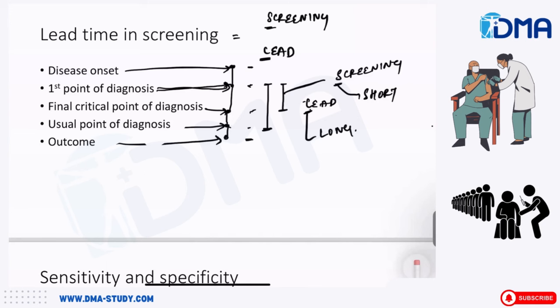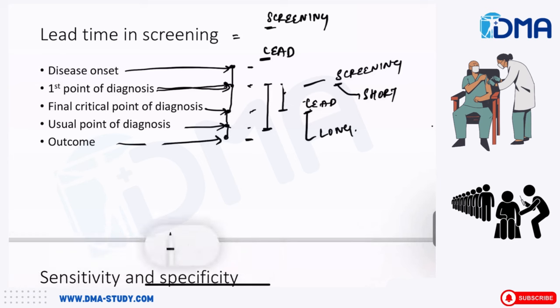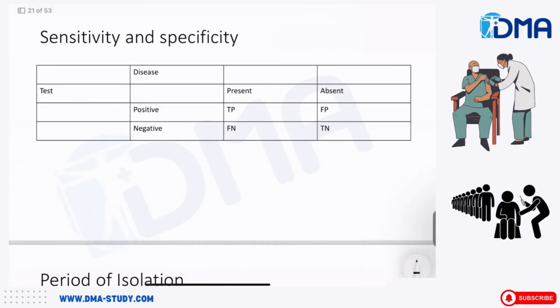While the lead time is long, so it is between first point of diagnosis to the usual point. While in screening time, it is first point of diagnosis to the final crucial point of diagnosis. So you have to remember these two. And finally, you can remember it by lead time is long, screening time is short. So now we're coming on to sensitivity and specificity.